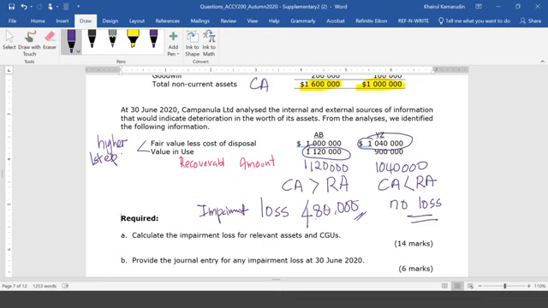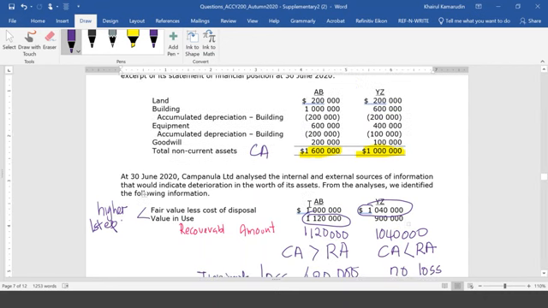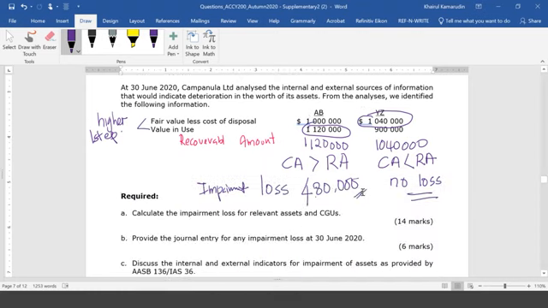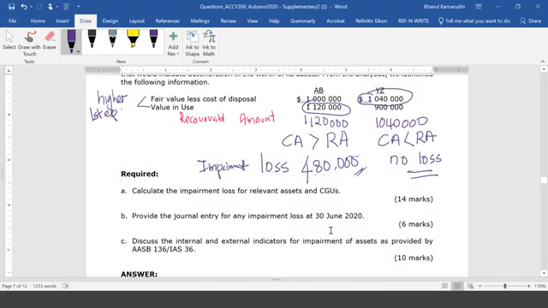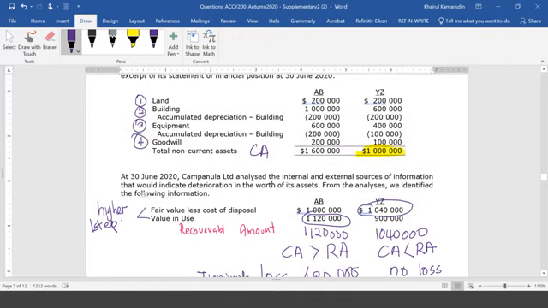So you already calculated the total impairment loss. The next step is you are going to share this loss. You have so many assets. How many assets do you have here? 1, land. 2, building. 3, equipment. 4, goodwill. 4 types of assets. So how are we going to share? How are we going to allocate the loss to these 4 assets?